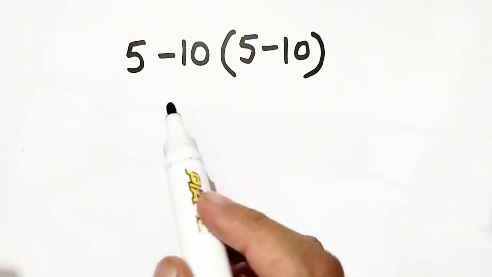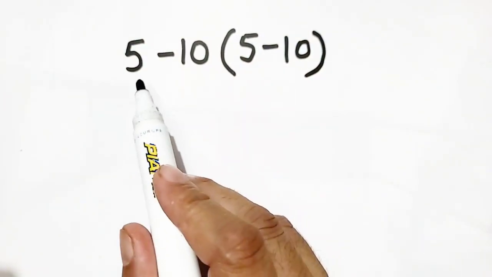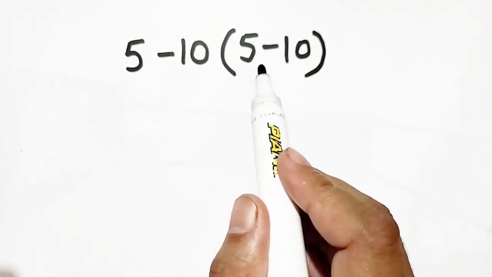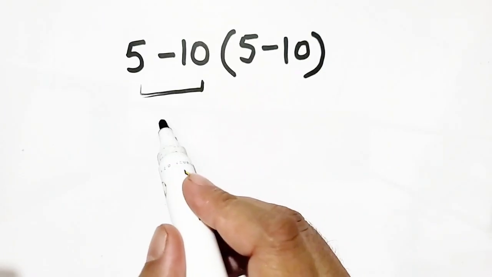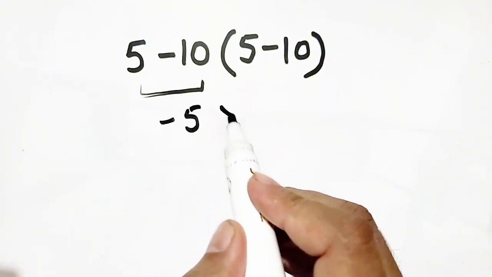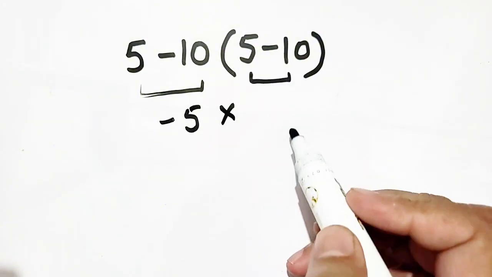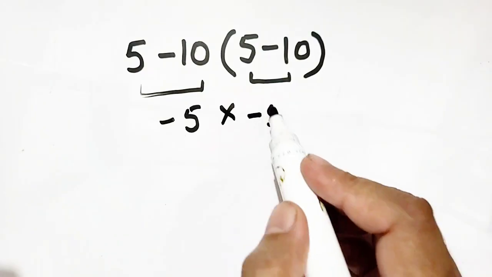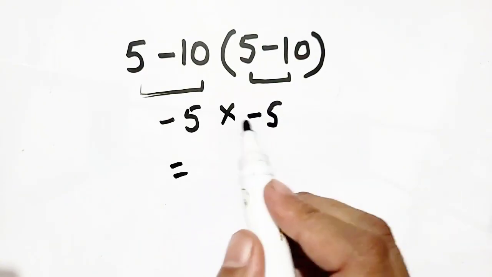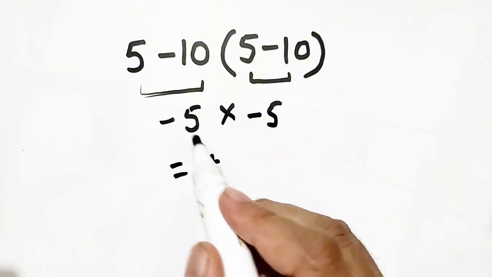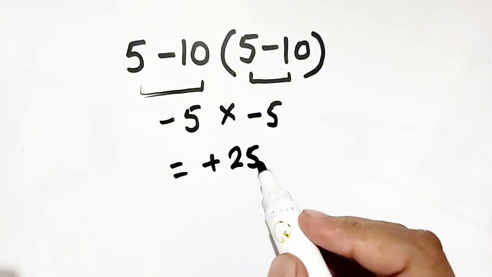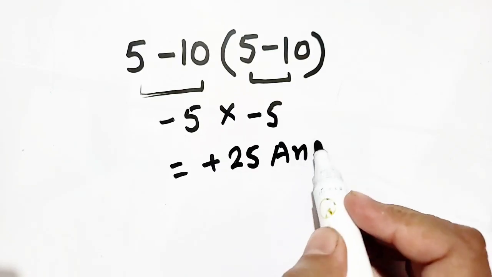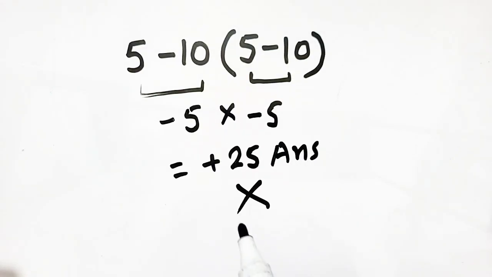Hello everyone, I am here with a new mathematical problem: 5 minus 10 times 5 minus 10. 5 minus 10 will be equal to minus 5, times 5 minus 10 will be equal to minus 5. Minus times minus will be plus, and 5 times 5 will be equal to 25. So 25 will be our answer, but remember that it is the wrong answer.